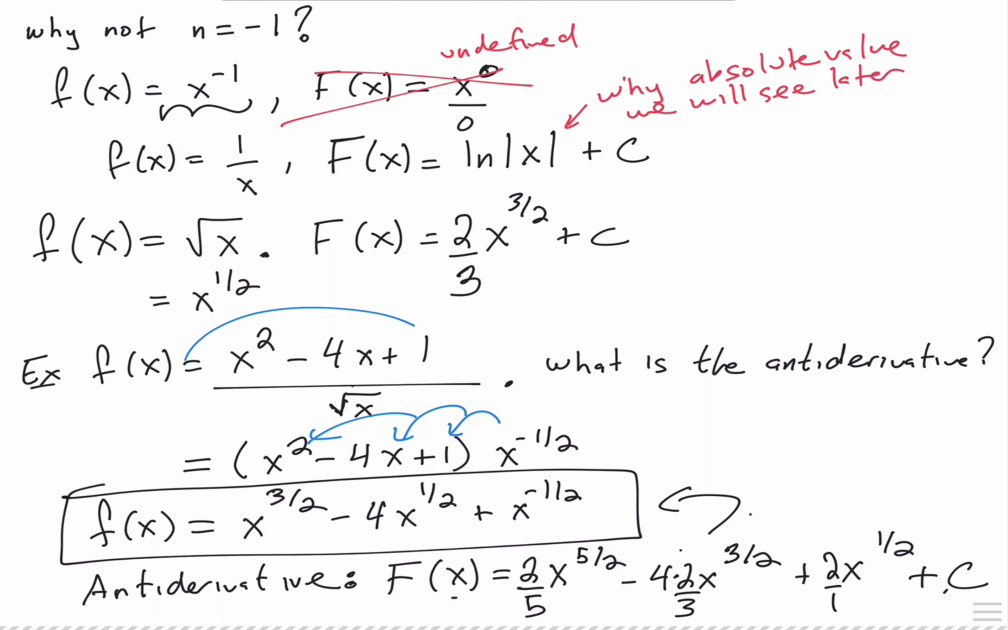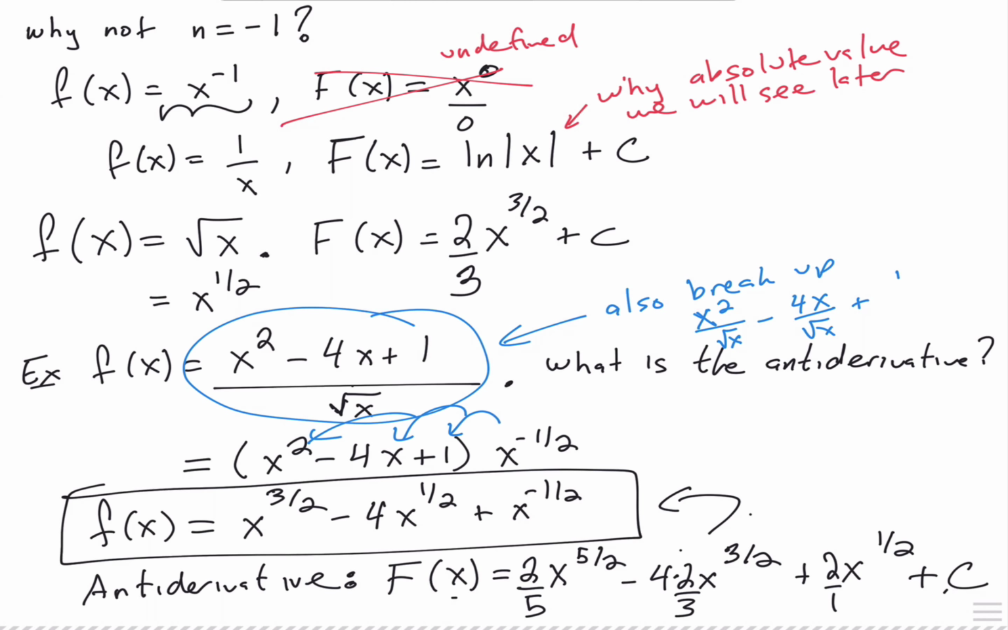So we won't do it, but just in case you were interested, you can also break it up like this. So you can rewrite this as x squared over root x minus 4x over root x plus 1 over root x, right? And then if you simplify that, what would you get? Well, you basically get that, right? And then you would get the antiderivative. So the same thing, it's just two slightly different ways to approach the problem. In the end, you end up with the same thing.